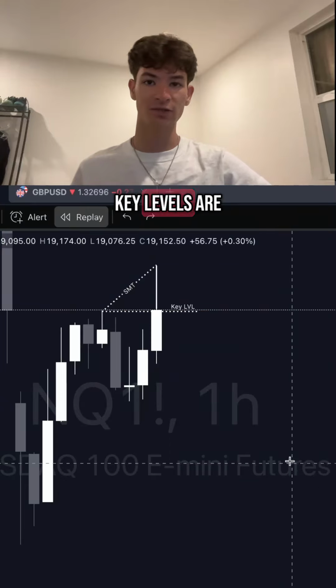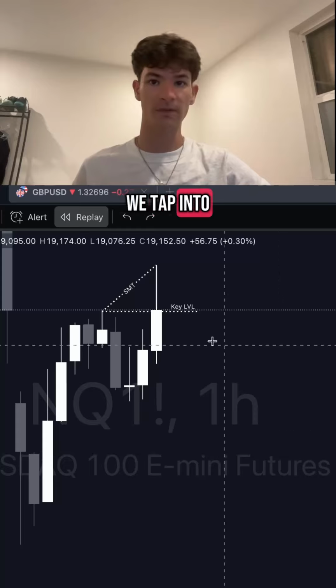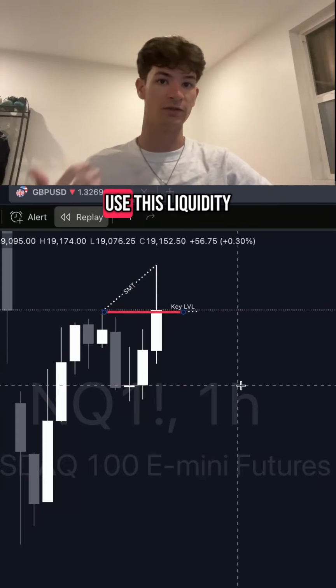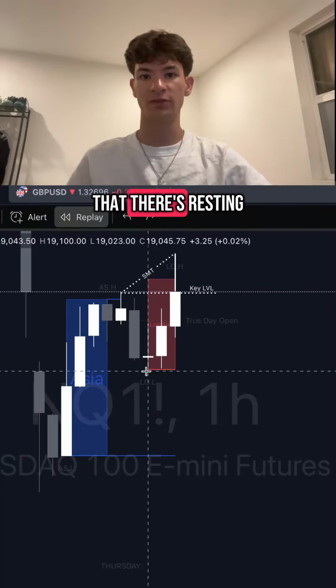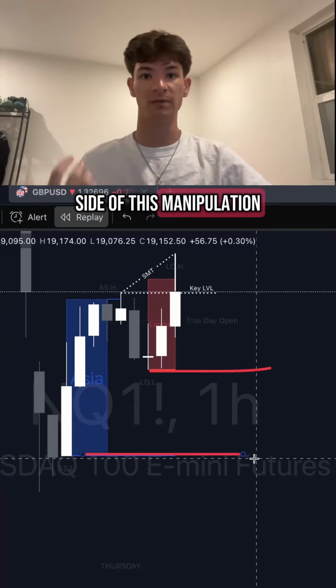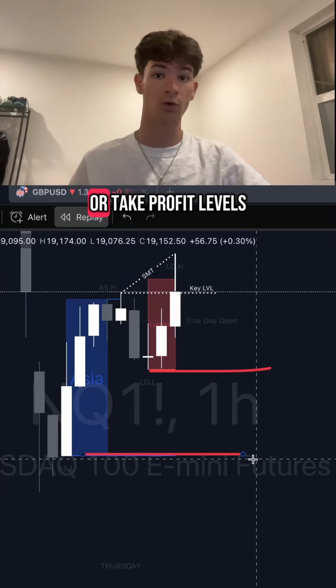Now, all these key levels are simply high time frame fair value gaps that we tap into, or high time frame highs and lows that we sweep out and use as liquidity. And you also want to make sure that there's resting session liquidity on the opposite side of this manipulation that we can use for our draws on liquidity or our take profit levels.